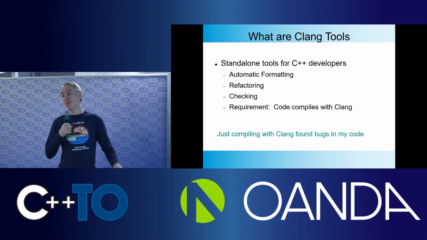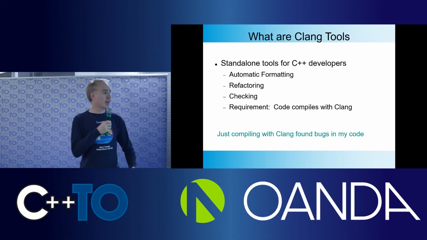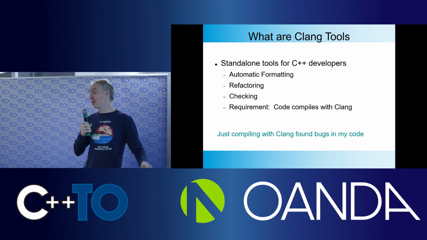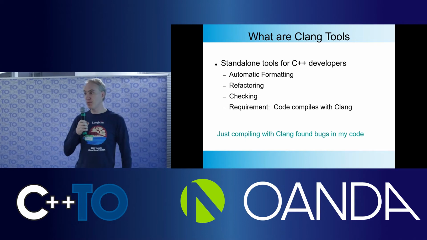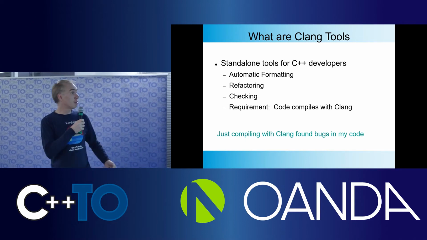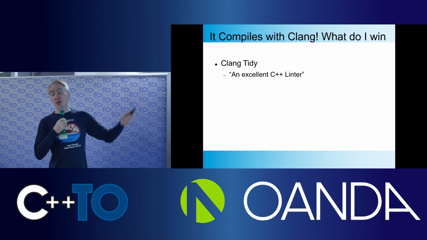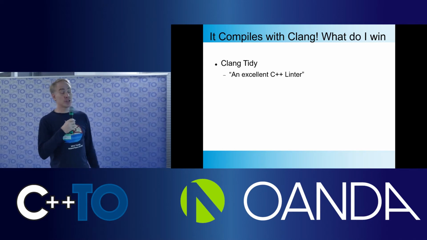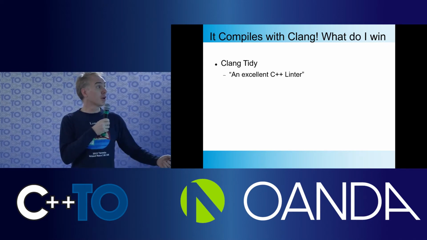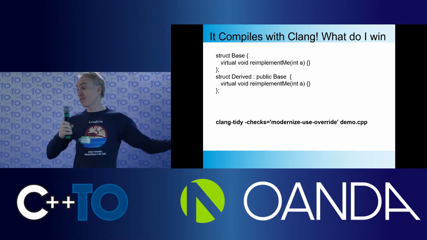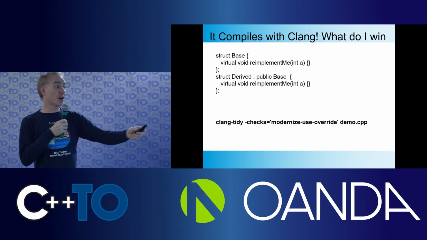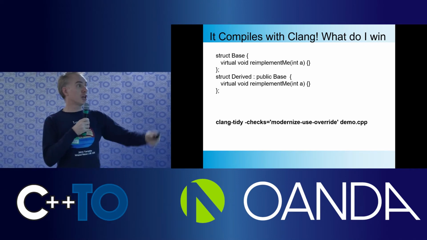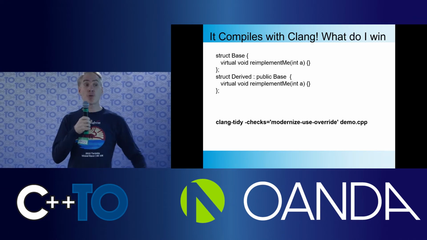A requirement is that your code has to compile in Clang, but every time I've tried to get something to compile in Clang, I found bugs, so it's been a positive experience in my code at least. Immediately when you get it to Clang, you win Clang Tidy, which is an excellent C++ linter. The classic example of something you can do with Clang Tidy, and they have an awful lot of rules, is check your code base to see if you've used override properly.